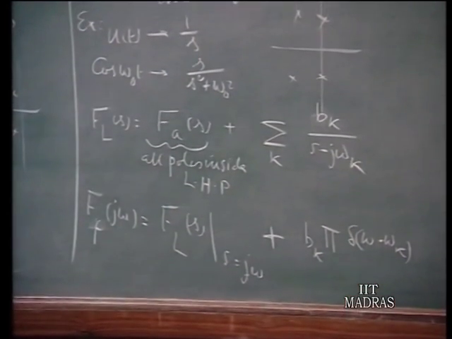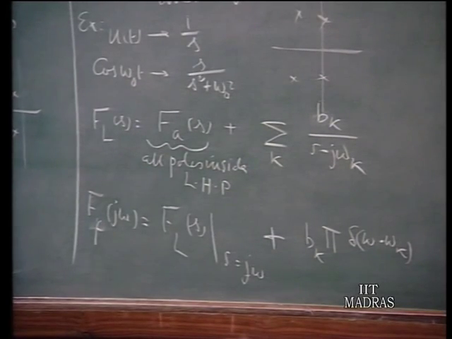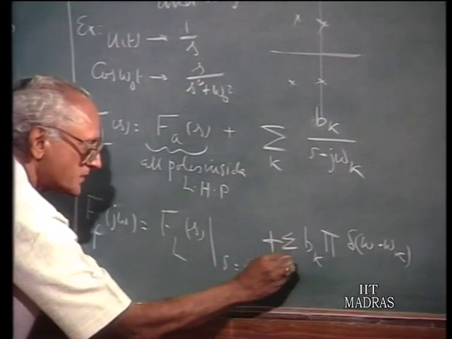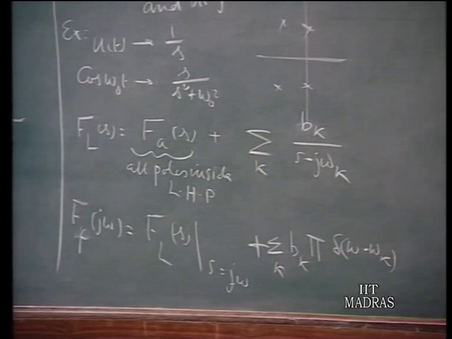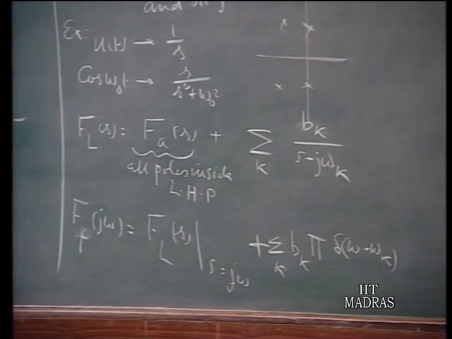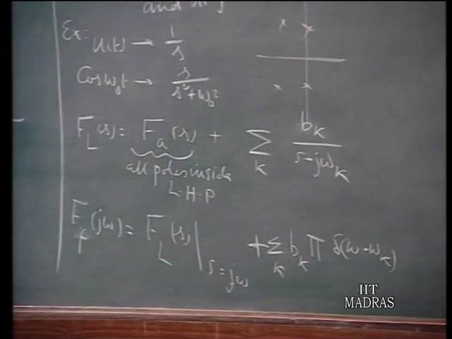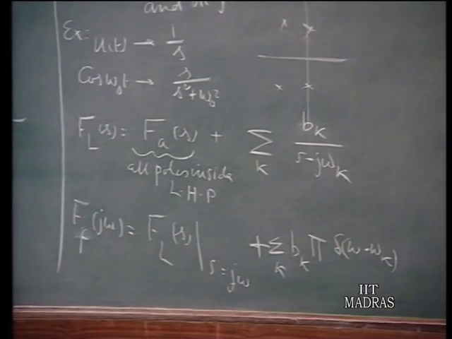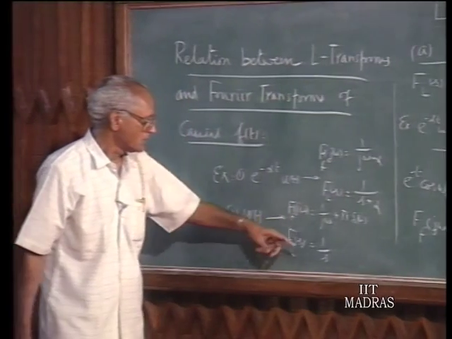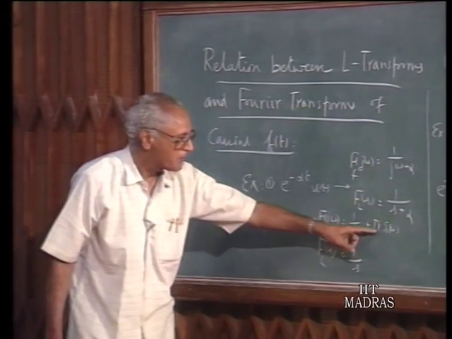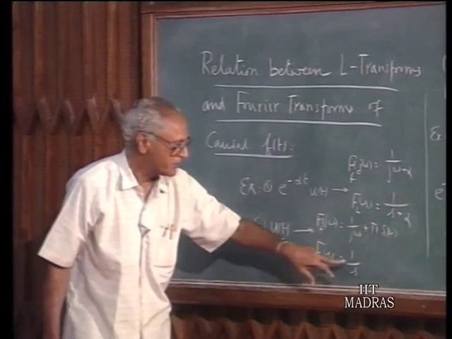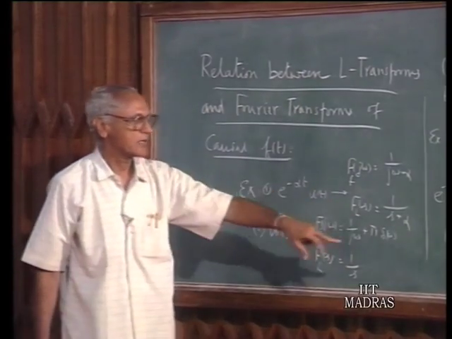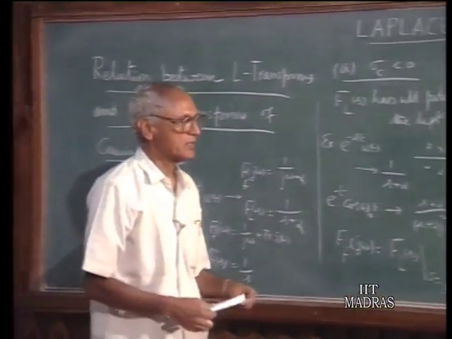bk pi bk delta omega minus omega k summed on k. So it turns out that in such situations, for every pole on the imaginary axis and the corresponding residue, you have an extra delta function, and that is why when you go to u of t, 1 over j omega plus pi delta omega, the corresponding residue here is 1, so you get pi delta omega. So this is what it will be.